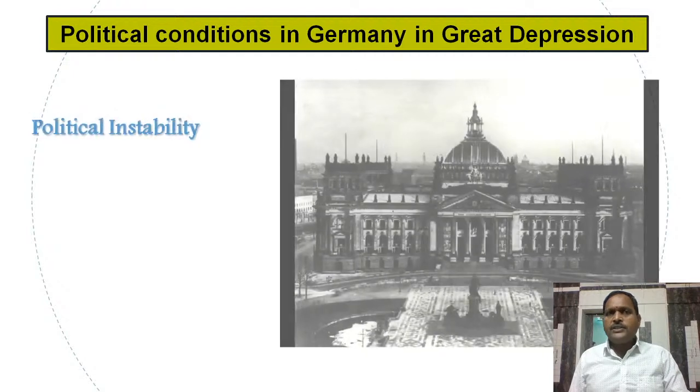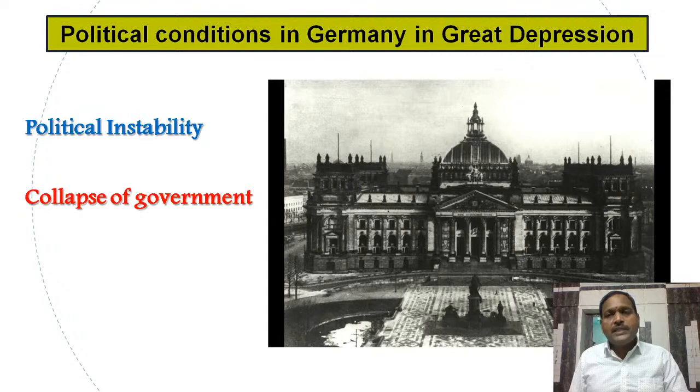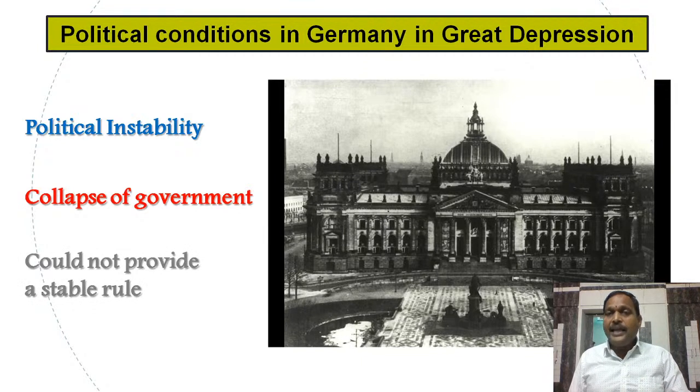We will see. First of all, here you see the Reichstag, the legislature of Germany. There was political instability. There was no stable government in Germany at the time of the Great Depression. What is that? The collapse of government. Every time, one government formed and collapsed within a few months. So no government took any action to resolve the effects of the Great Depression on Germany.